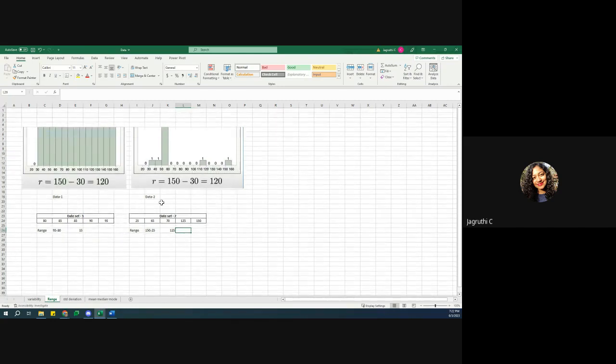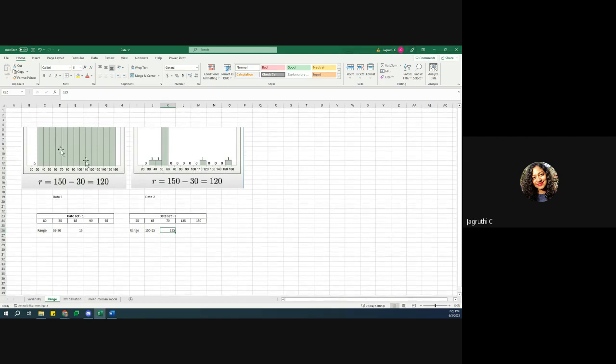So if you look at two of my data sets here, maybe first look at these. Here my highest variable is 95 and the lowest element is 80. So my 95 minus 80 gives me 15. So 15 is the range for this data set. But if you look at this data set, 125 is the range.